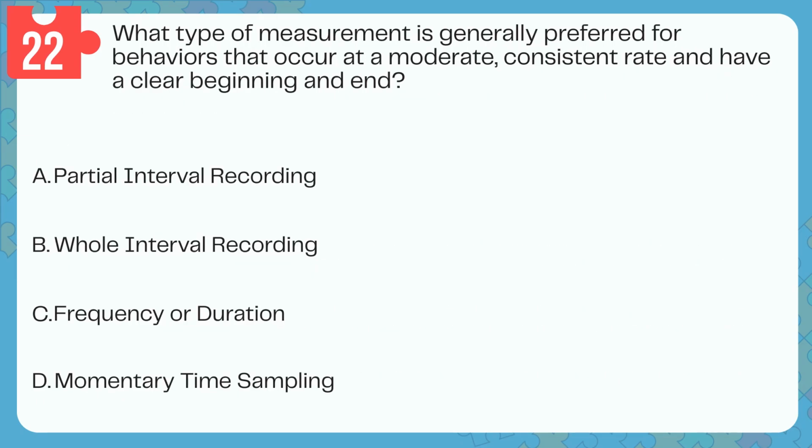Question 22. What type of measurement is generally preferred for behaviors that occur at a moderate, consistent rate and have a clear beginning and end? A. Partial interval recording. B. Whole interval recording. C. Frequency or duration. D. Momentary time sampling.